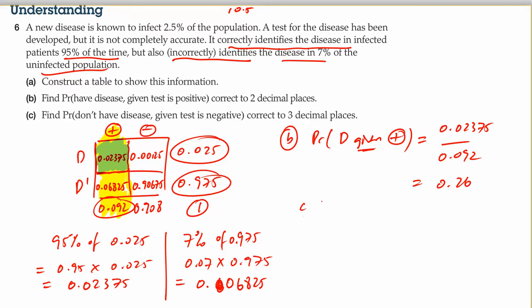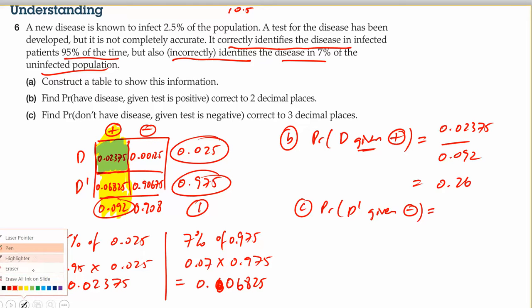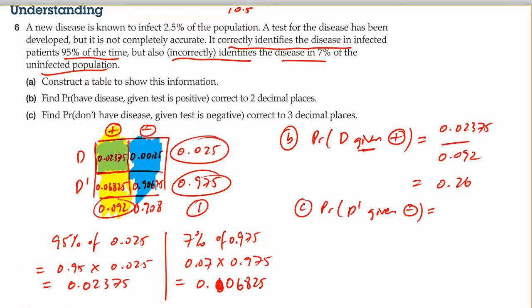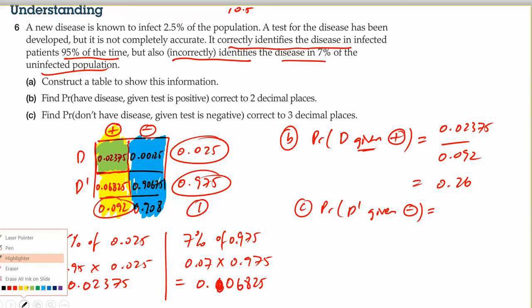For part C, the probability that they don't have the disease, so I'll put D dash, given that the test comes out negative. So given that the test is negative, I'm going to put a highlighter, possibly in a different color. I'm looking at the blue region, because this is where the test is negative. Given that the test is negative, what's the probability they don't have the disease? Don't have the disease is this part. So I'm interested in this.